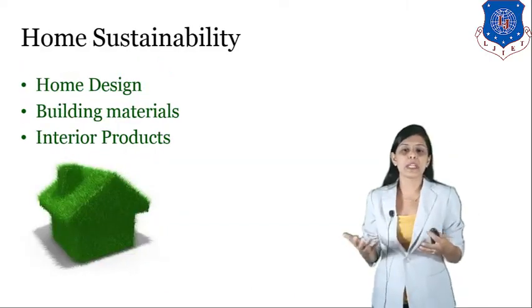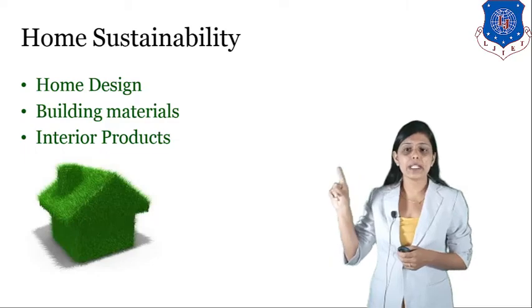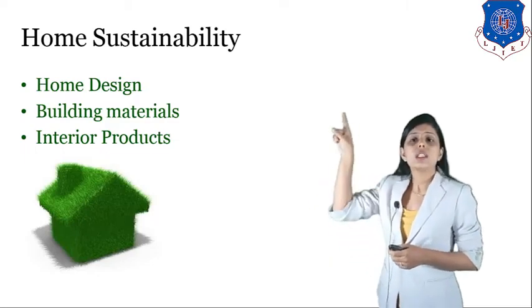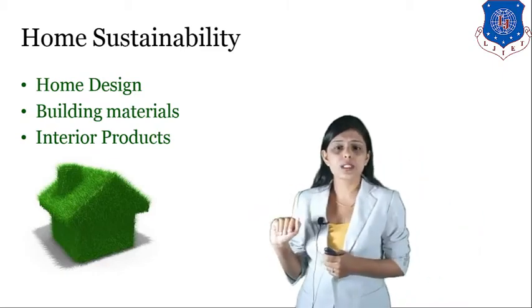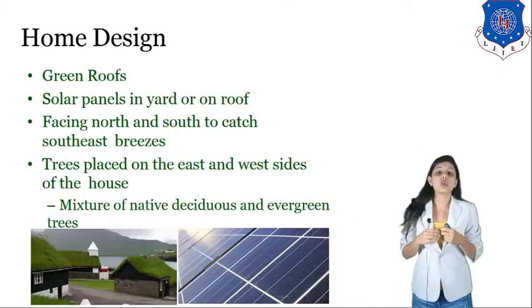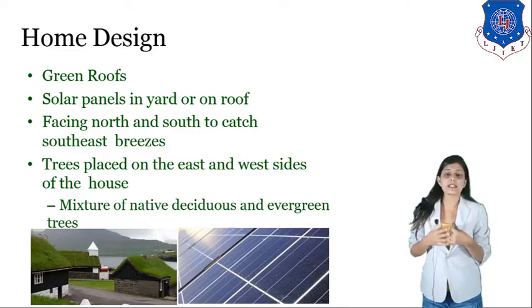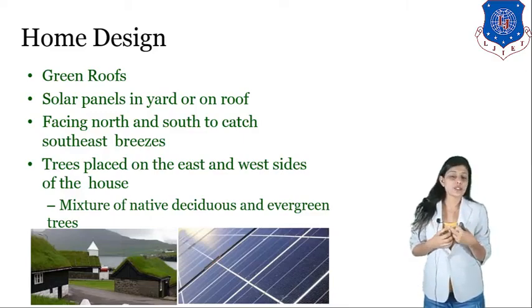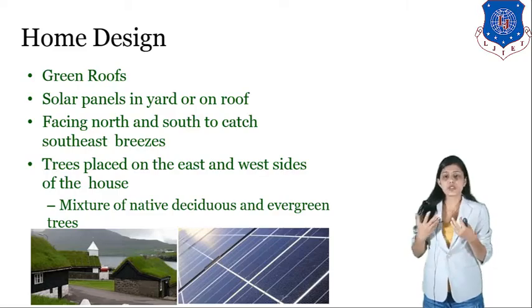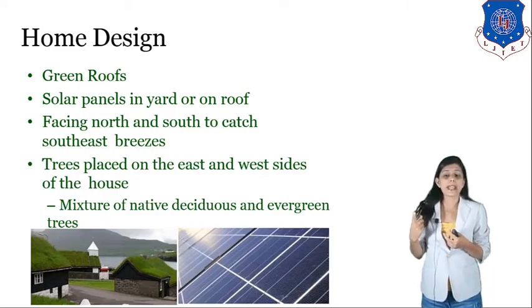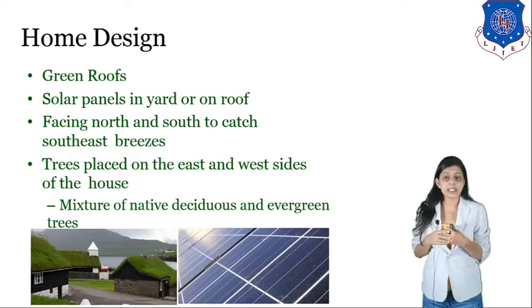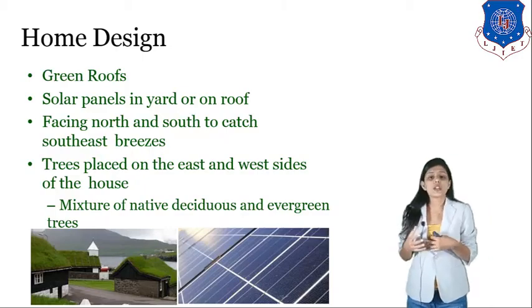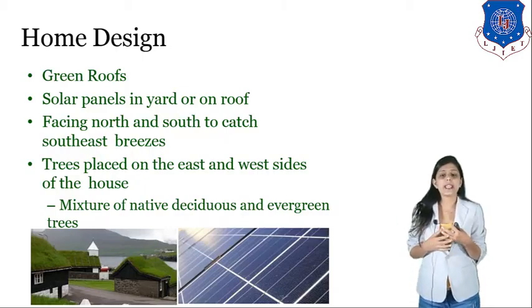What kind of home should be made in sustainable development? Home design, building materials and interior products. These three should be kept in mind while you are developing a sustainable home. So the home should be designed in such a way that it is sustainable and resources are conserved. There should be green roofs, solar panels in a yard or on a roof facing north and south to catch the southeast breeze, trees placed on the east and west side of the house, and a mixture of native deciduous and evergreen trees.